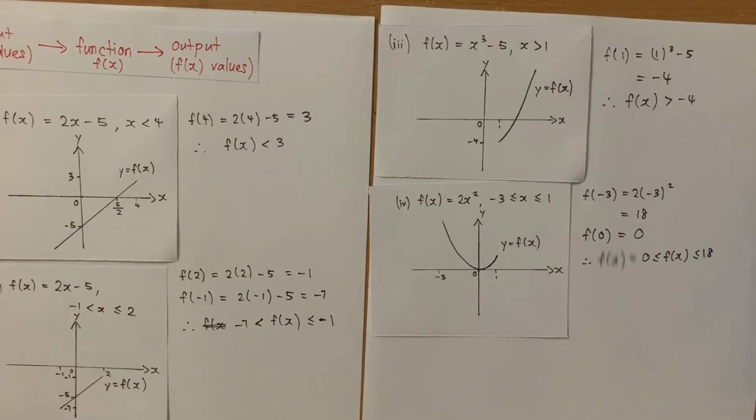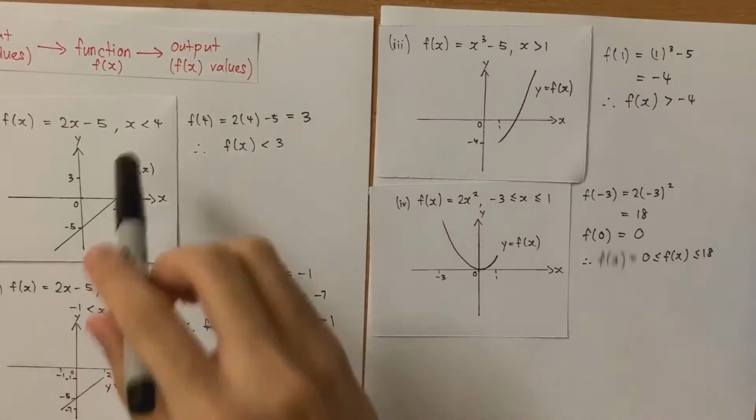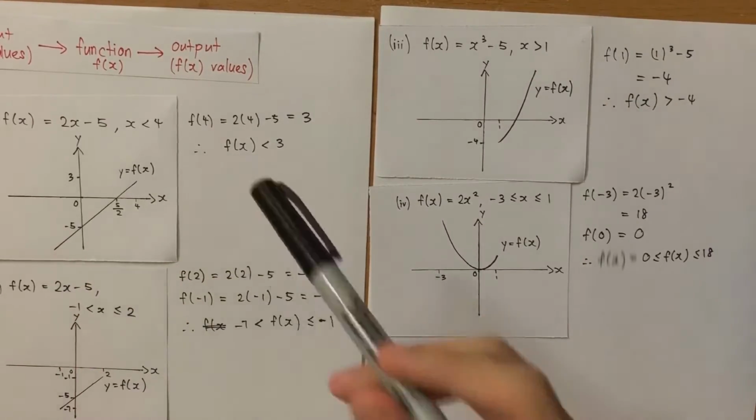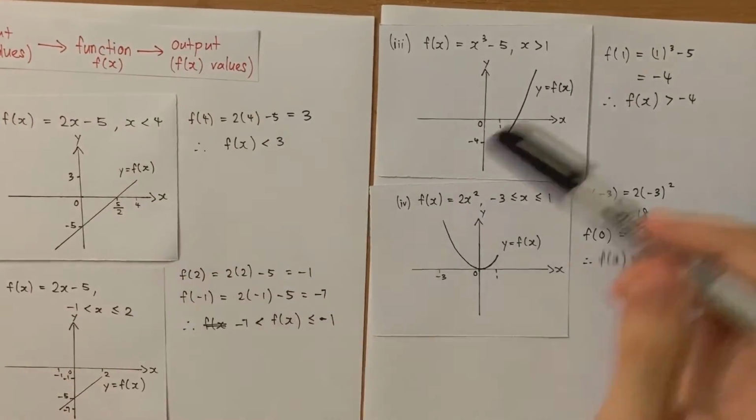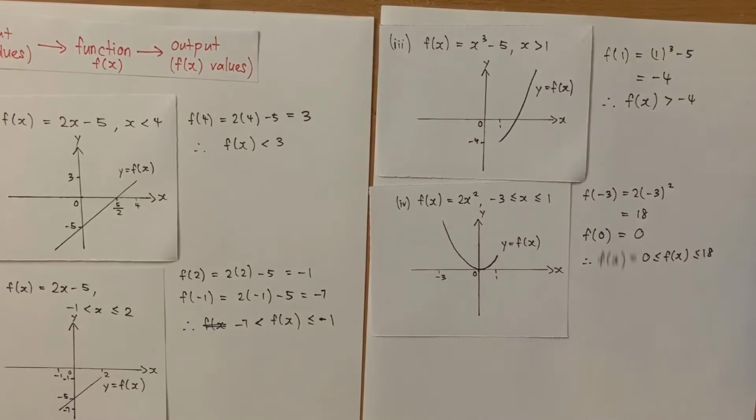So we must make sure that we know the shape of the graph, because you can see in the last 3 examples, it seems like we're just going to substitute all these critical values here. Whereas in this case, x is equal to 1 is not the lowest point, so we don't use x is equal to 1 to find the range of the graph. We instead use x is equal to 0 because that is the lowest point of the graph.